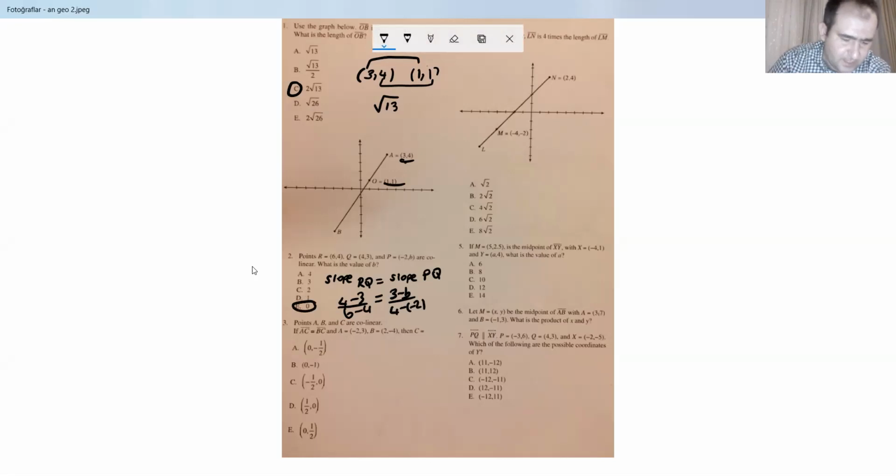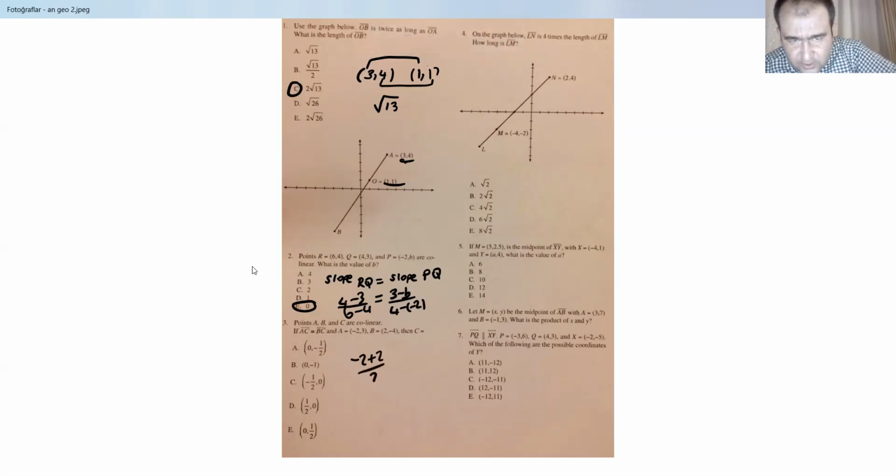B must be 0. And third question, A, B, C are colinear. AC equals BC and they are colinear. If AC is equal to BC, then C is the midpoint. C is the midpoint of A and B. So minus 2 plus 2 over 2 and 3 plus minus 4 over 2. So 0, minus 1 over 2. It's A.